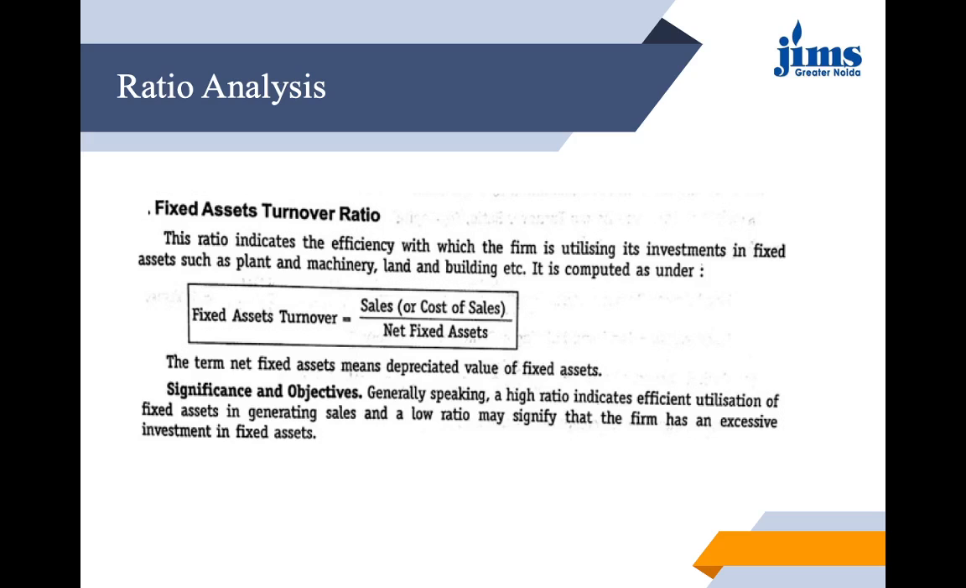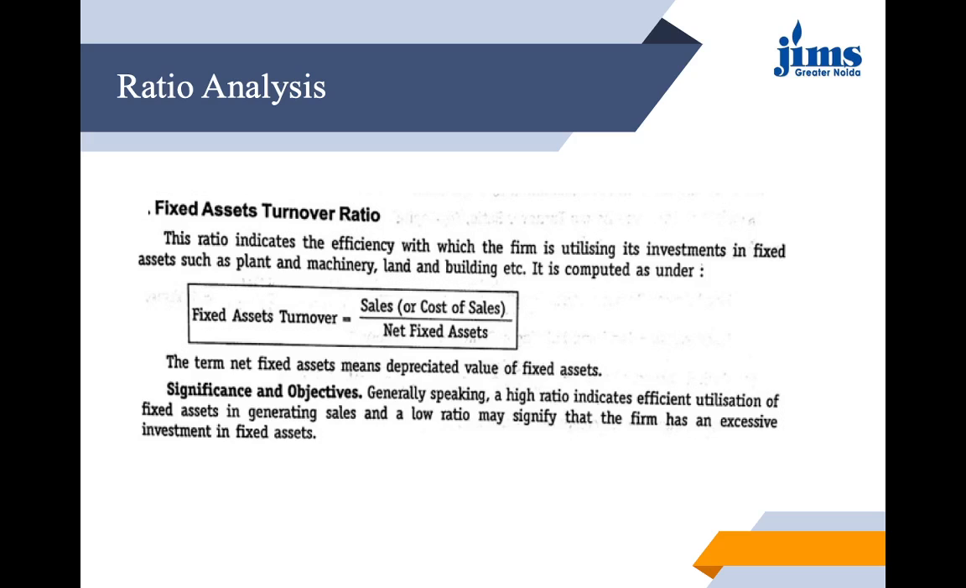Okay, now let's begin with the turnover ratios today. So we do have the first ratio as fixed assets turnover ratio. You know very well that this is the ratio which indicates the efficiency with which the firm is utilizing its investments in fixed assets, such as plant and machinery, land and building, etc. Means whatsoever is the investment done by the organization in fixed assets, how is it being utilized by the firm is being shown by this particular ratio.